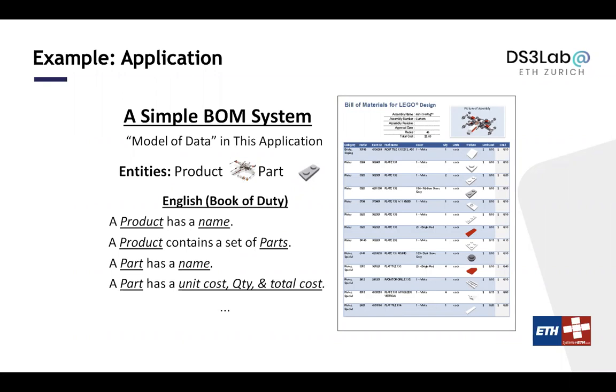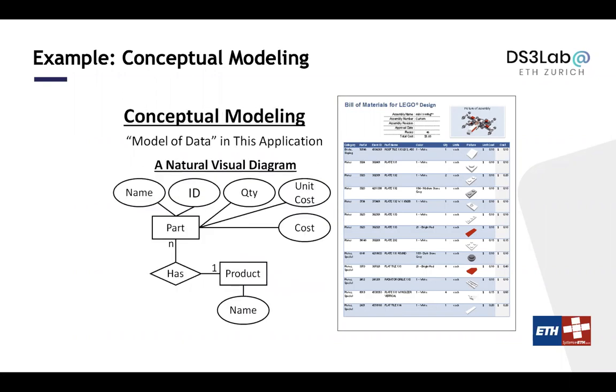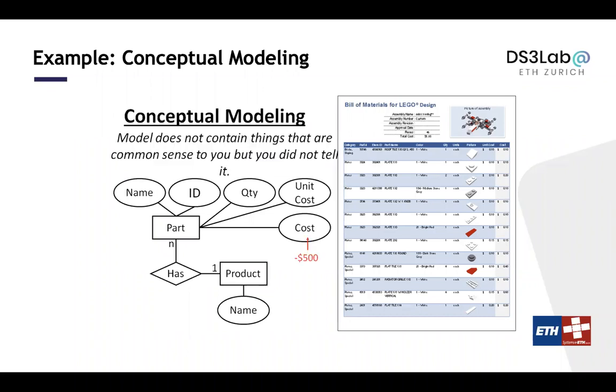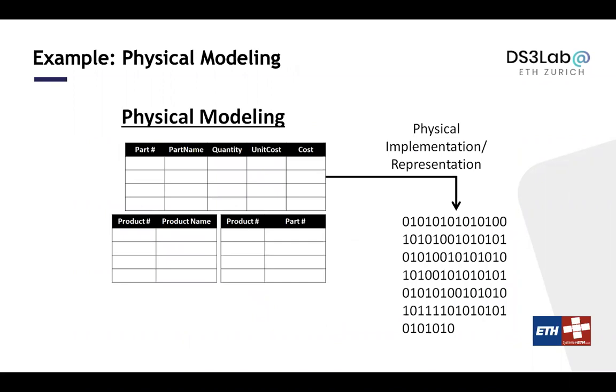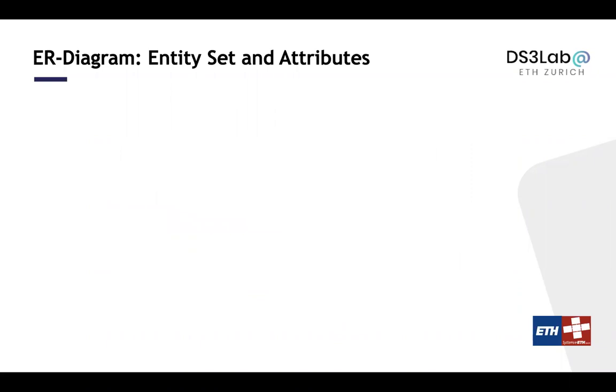So the very first step, the conceptual modeling part, is to write it down in such a precise way that everyone can understand, and your machine can understand. One way to do it is by using an entity relationship diagram that looks like this. The second step is to translate that into a logical model, which is your relational schema. And the third step is to actually implement that for real. So let's talk about the conceptual modeling part.